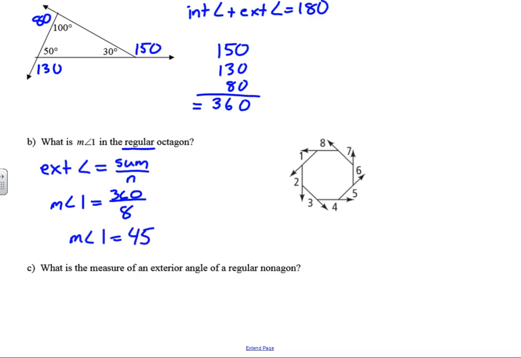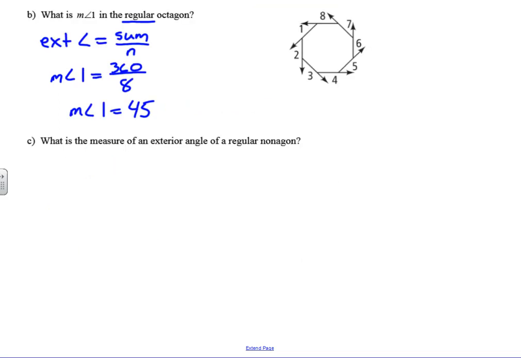Okay, what is the measure of an exterior angle of a regular nonagon? Okay, so this is a little bit less work if we understand it correctly. Regular, okay, but it's exterior. The sum is 360 divided by 9. So an exterior angle of a regular nonagon is 360 divided by 9, which is 40, I believe. 40 degrees. Okay.